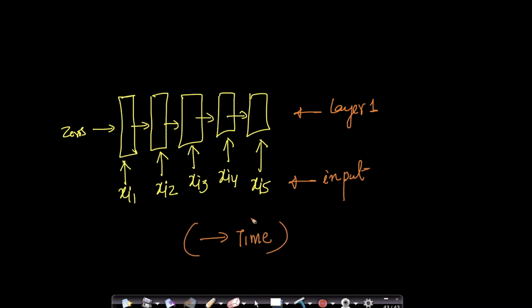Don't forget that this is your time axis. This axis is time, and this axis is the depth axis in the deep neural network. If you have more and more layers one on top of the other, it will be a deep RNN. But this is the first time step, second time step, etc. Your outputs are connected like this, and you have your Ys, right?